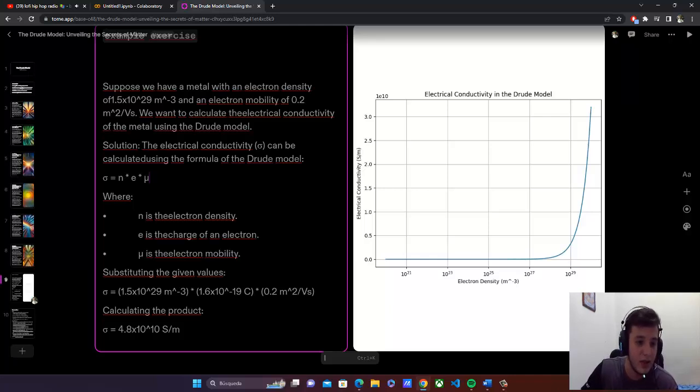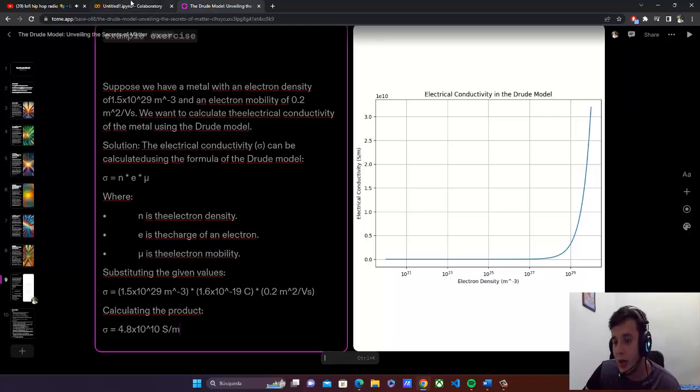So substituting the given values, we have this formula, and calculating the product, this is the result. And now we can plot this electrical conductivity using a graph. On the x-axis we represent the electron density n on a logarithmic scale, and on the y-axis we represent the electrical conductivity on a linear scale.